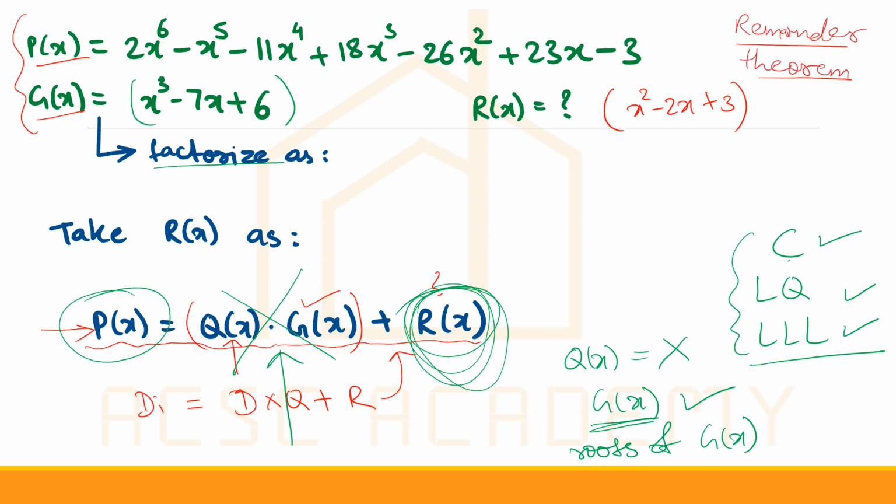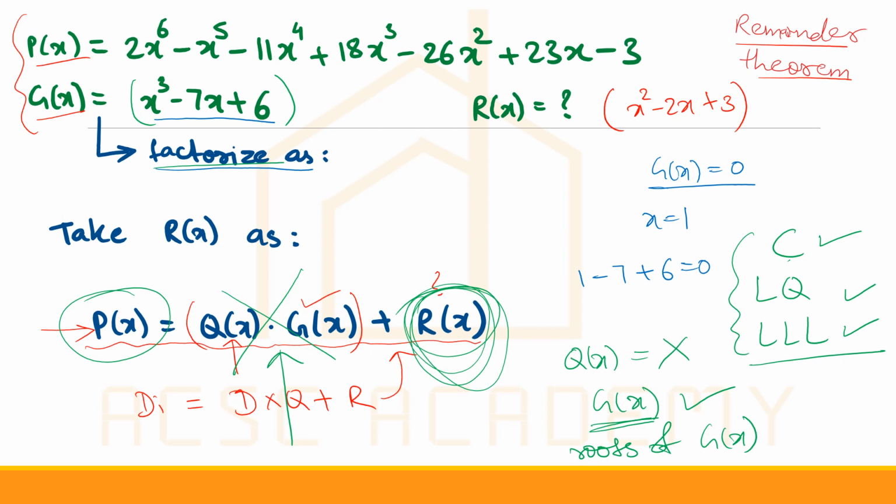So let us go ahead and try to solve this particular question. Here we have g of x as x cubed minus 7x plus 6. In order to factorize it, we put g of x equal to 0, which is how we find the roots of it. If we substitute x equal to 1, then it becomes 1 minus 7 plus 6, which is 0, which means 1 is a root of g of x.